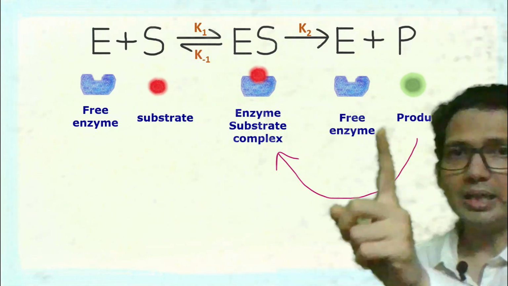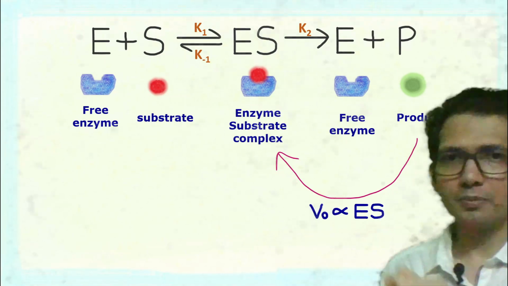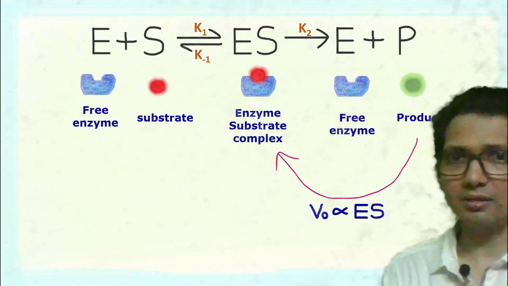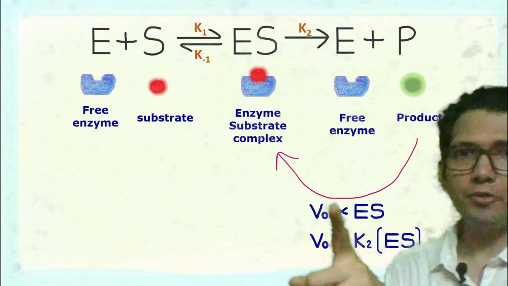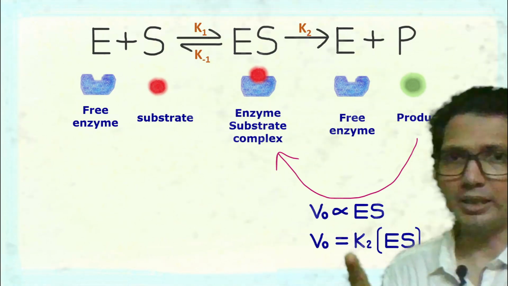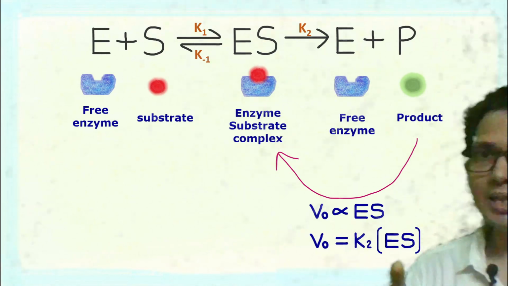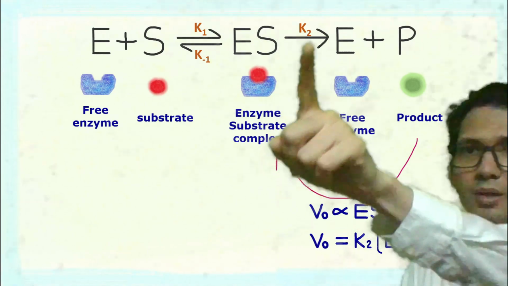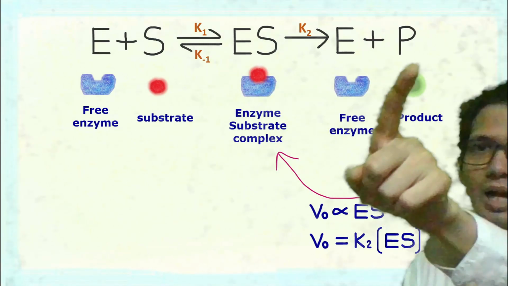Now, we have also seen the product formation depends on ES complex. So, V0 is directly proportional to ES. Now, if you remove this proportionality, then this has to be replaced by the constant. So, V0 is equal to K2 into ES. Your K2 is a constant which represents breakdown of ES complex to form free enzyme and product.